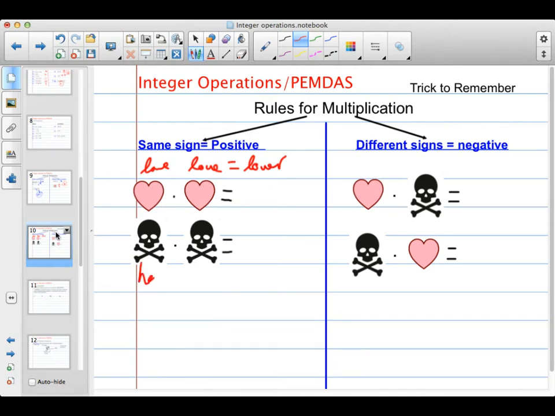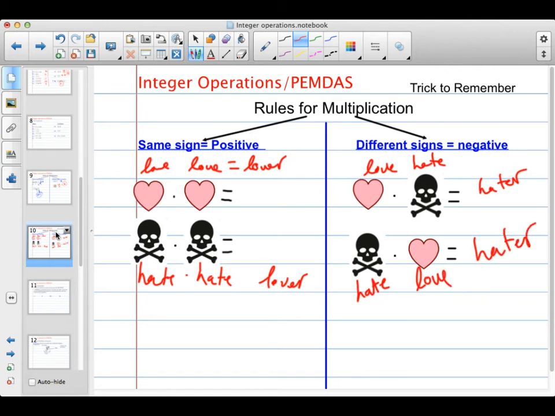If you hate to hate, that also makes you a lover, which is positive. Okay, hopefully everyone in the room hates hate. Now on the other side of this, if you love to hate, that makes you a hater. That's negative. And if you hate to love, that makes you a hater as well. So we've got negatives and we've got positives. Just a little way to remember your multiplication and division rules.